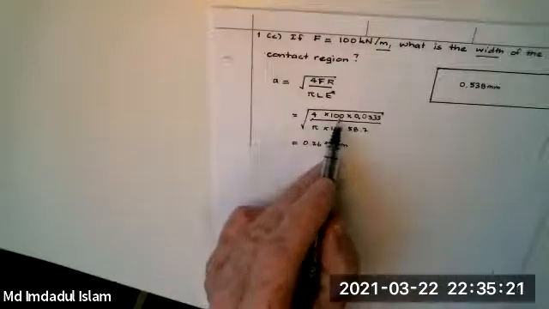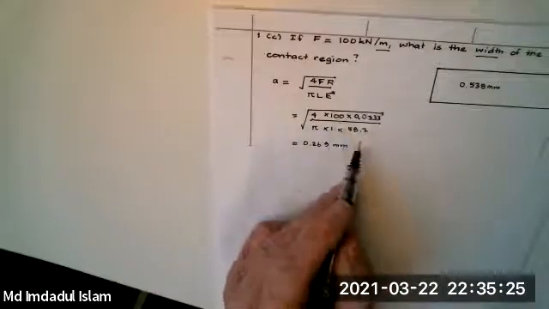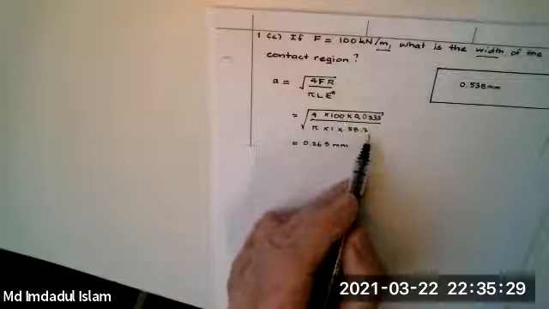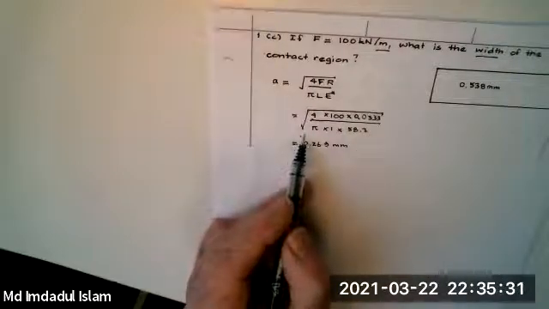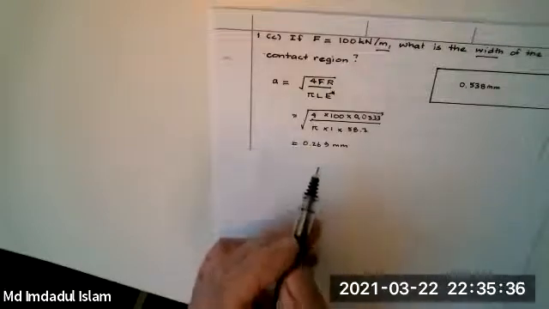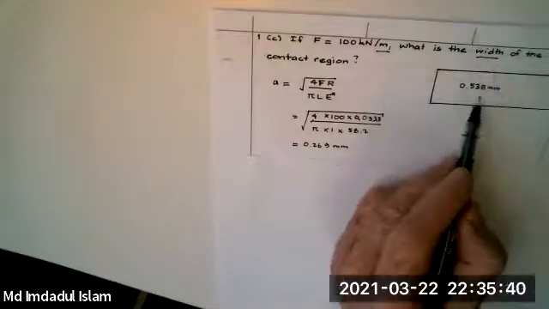This has got 1,000. This has got 10 to the 9 when you put it. So together, then this is going to be 1 upon 10 to the 6. Okay. If I take the square root, I get 1,000. If I multiply by 1,000, I get millimeters. And so these numbers cancel and you get 0.269, but you asked for the width, so you have to double it.